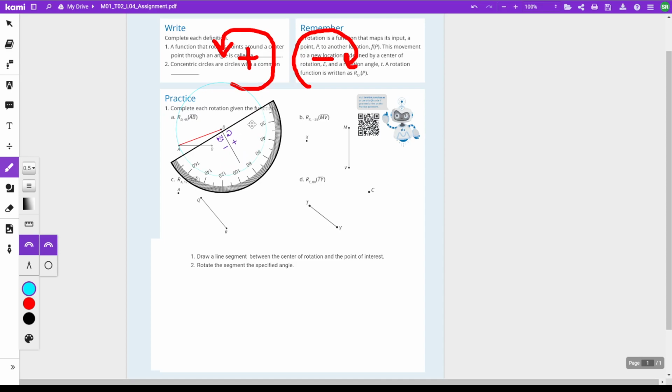So in this case, our center is D. So it's always going to be placed at the center of rotation. And then this edge here going this way is our 0 degree mark. Okay, and in this case, our protractor is starting at 180 degrees on this side.